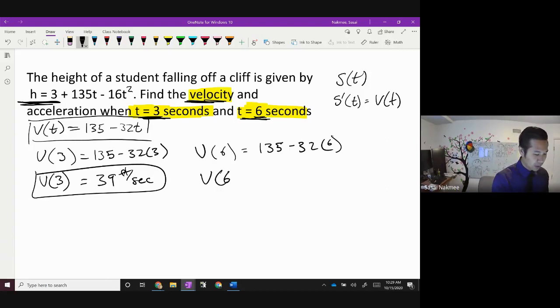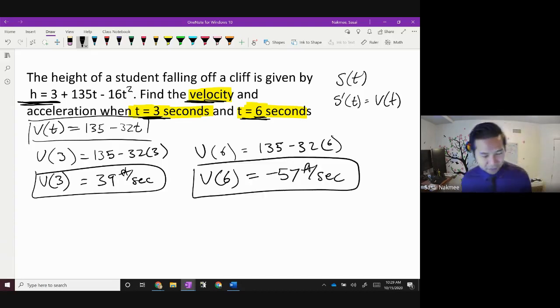Anyways, for the velocity at 6 seconds, David got negative 57 feet per second. I'm going to trust you on that as well. And is it okay for my velocity to be negative? Is it okay for my tangent line to be negative? Is that all right? Can that be okay?